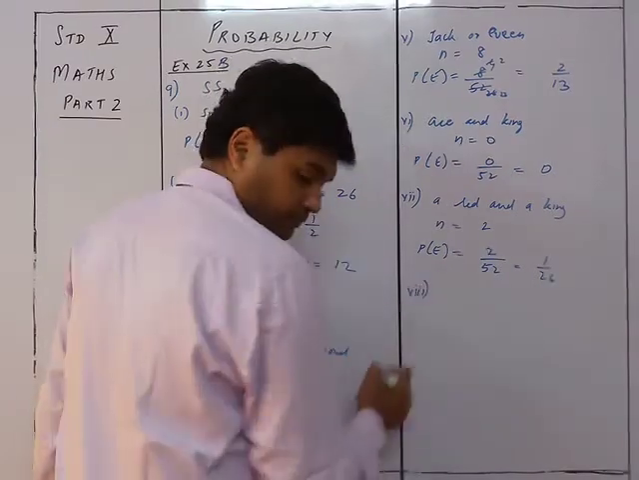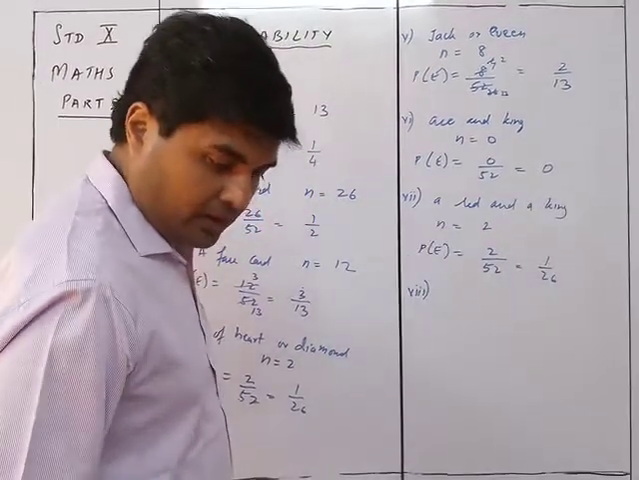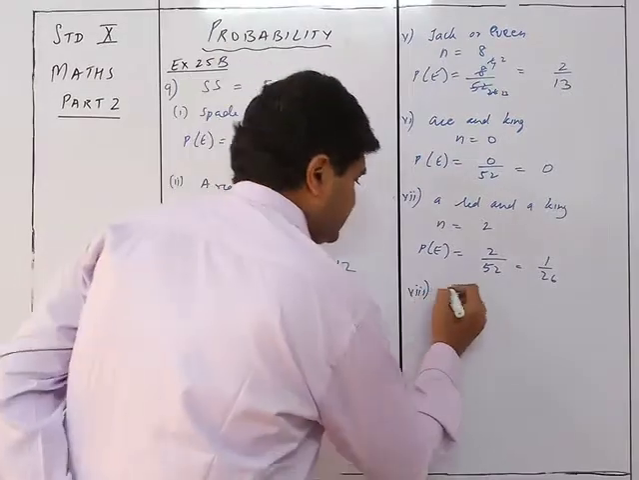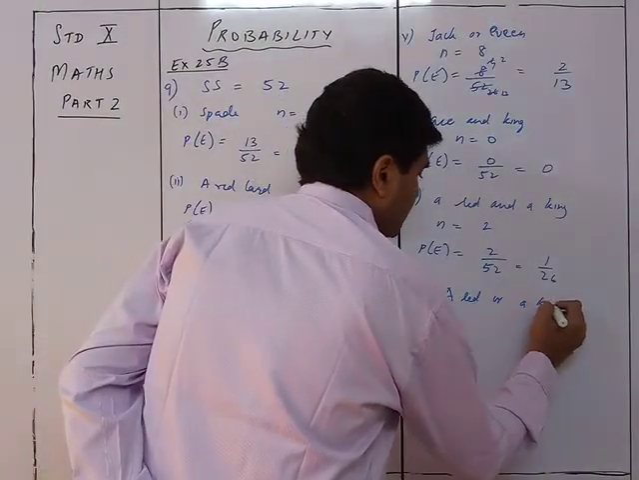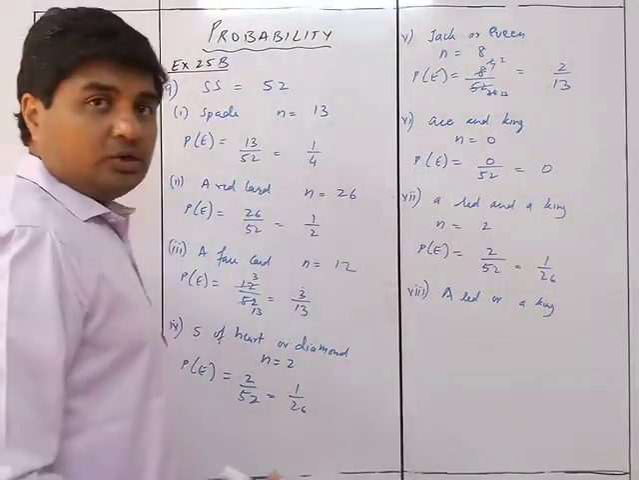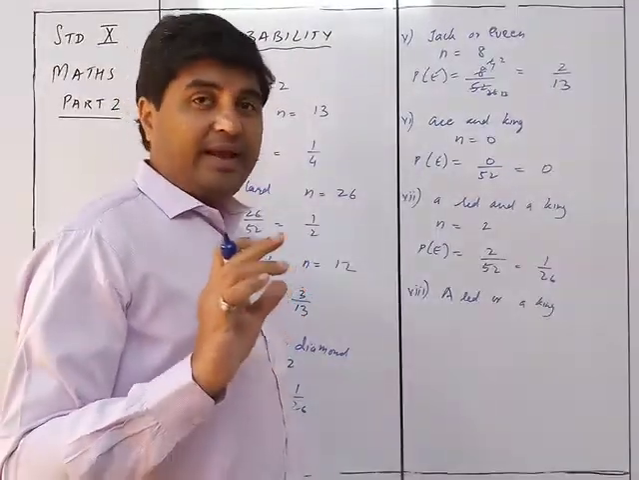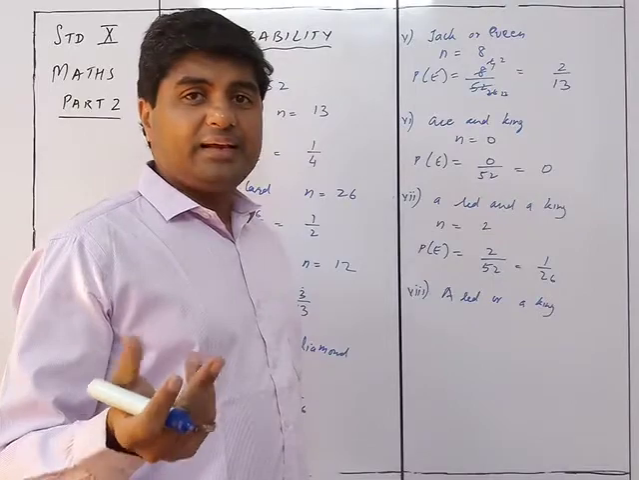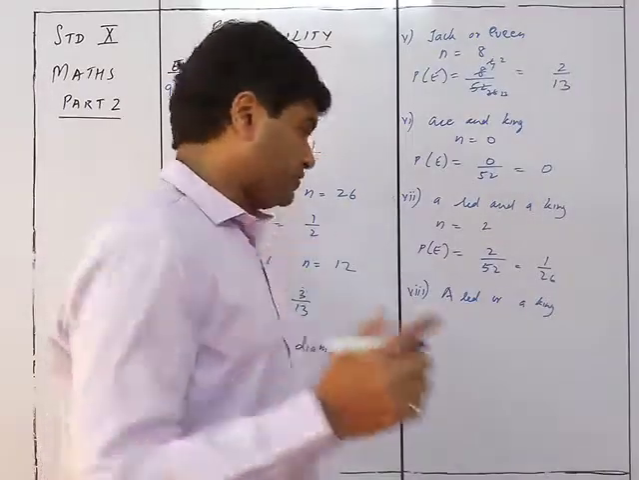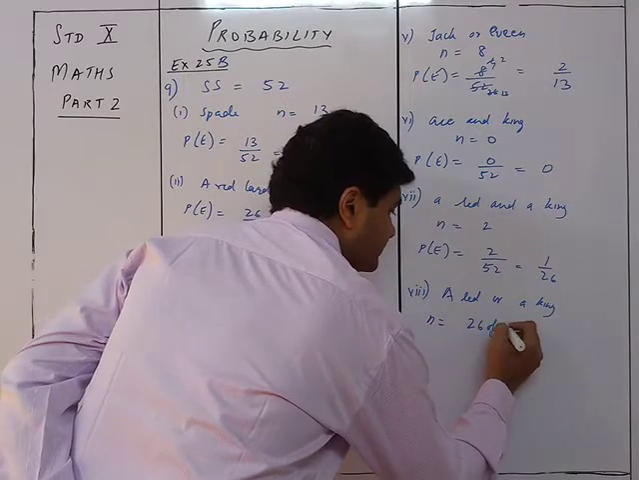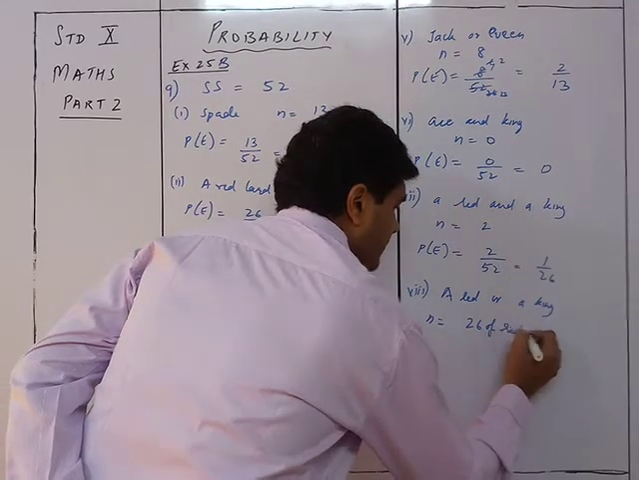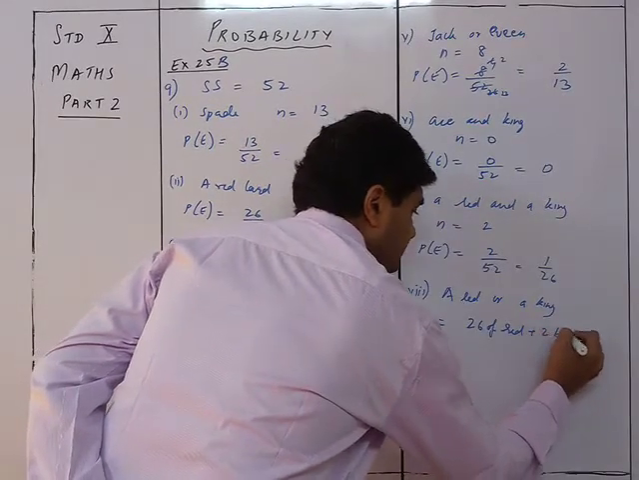Eighth one, a red or a king. Yeah, this is something unique. How many reds are there? 26. And how many non-red kings are there? 2. So 26 plus 2. So n will be equal to 26 of red plus 2 black kings.